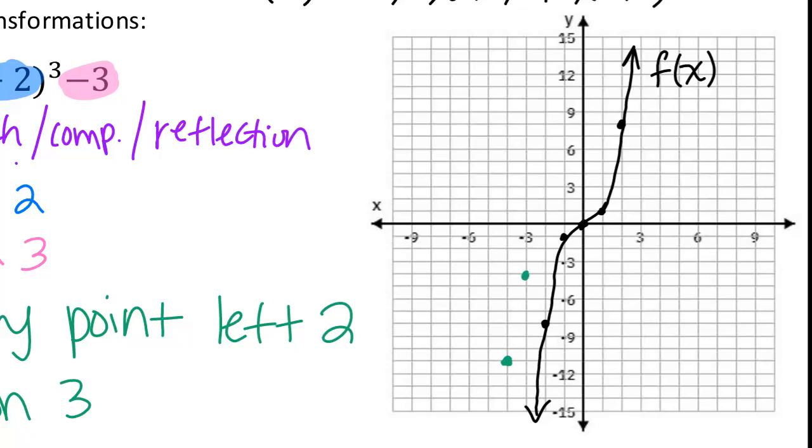And then do the same thing with 0, 0. Go left 2, down 3. And 1, 1, you go left 2, down 3. You should be at like negative 1, negative 2 on that one. And then the last one, you were going to go left 2, down 3. And then you're going to connect all 5 points together.